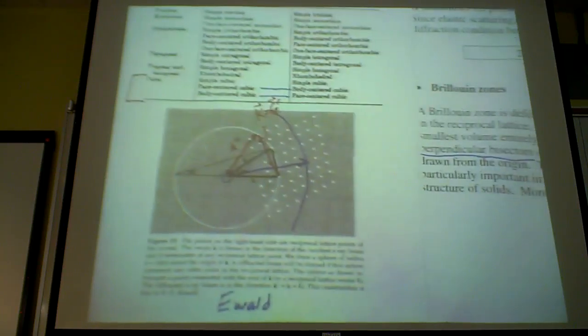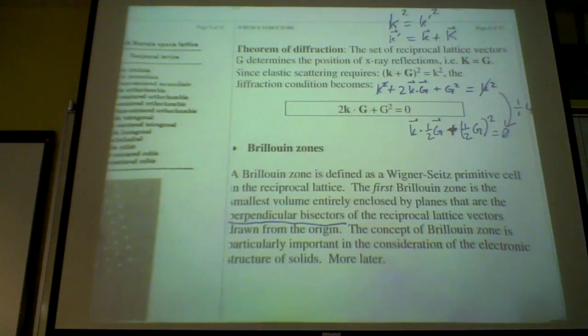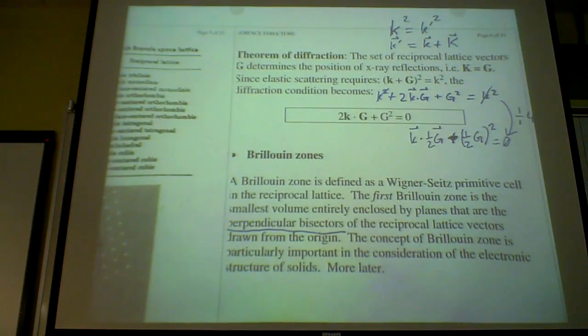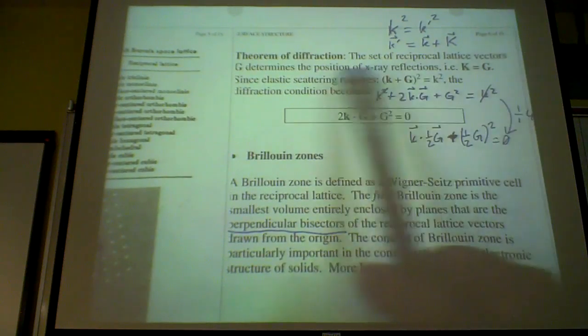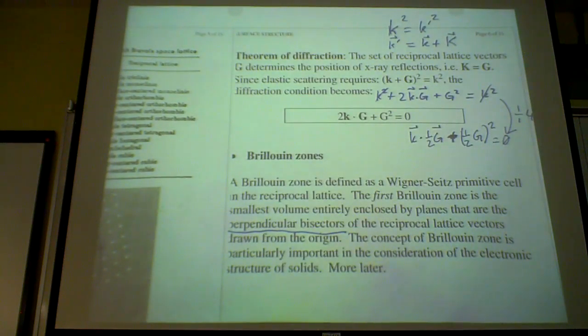So let me come back to this. If you look at the diffraction theorem on this, the set of reciprocal space lattice vectors G determines the position of the X-ray diffraction. So that's what we're talking about here.